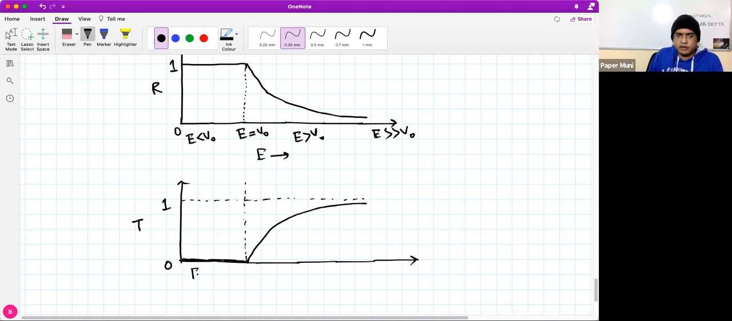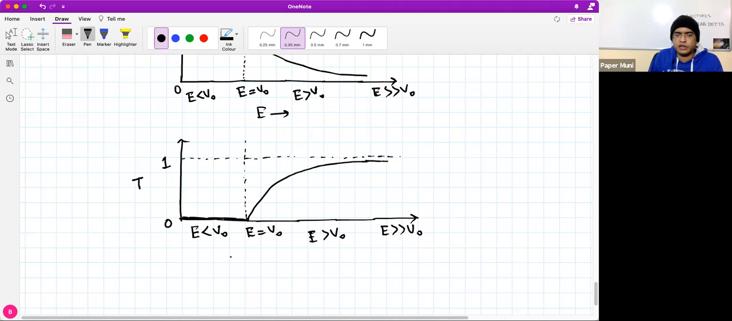Now, this is E less than V naught. This is E equal to V naught. And in this region, you have E greater than V naught. And in this region, E is very, very much greater than V naught. So for E very much greater than V naught, the transmission coefficient becomes 1. It reaches 1. The energy is increasing this way.